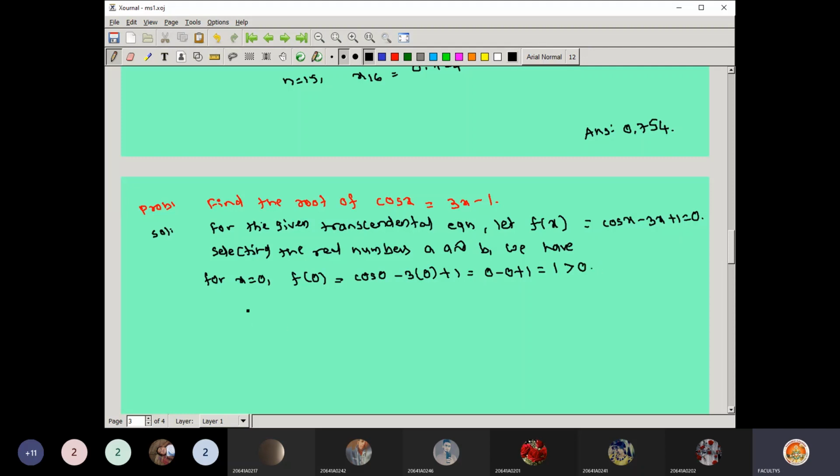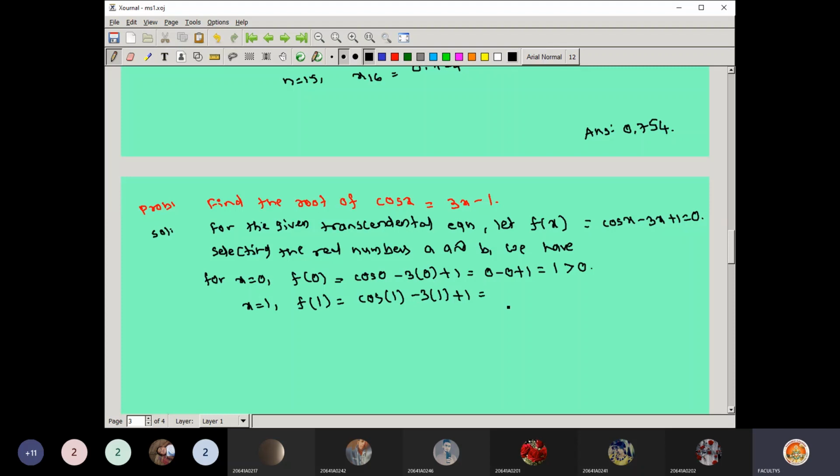The first one is greater than 0. Next you go for x equal to 1. I am supposing f(1). In your expression it is cos 1 minus 3 into 1 plus 1. Because it involves trigonometric functions, it should be in radians. So cos 1 and minus 3 plus 1, so that you get minus 2.